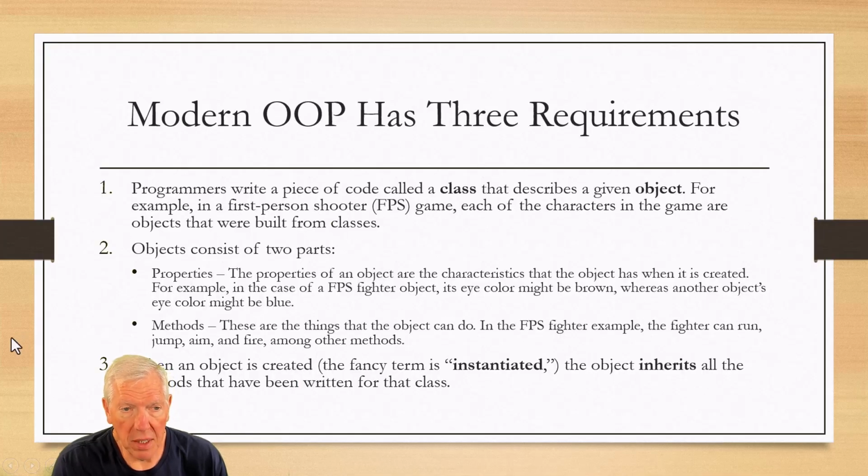Now, OOP has 3 requirements. First of all, programmers write what is called a class. This is a piece of code that describes an object. We're talking about object-oriented programming. So the concept here is that we are going to create an object. And then when we create the object, we pass in certain characteristics to it.